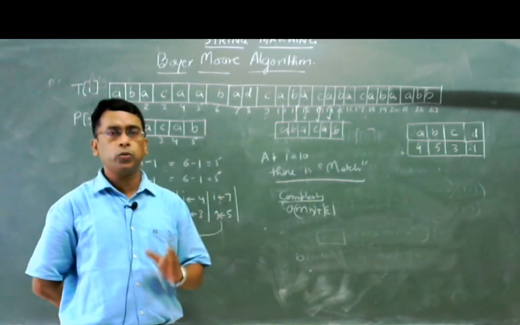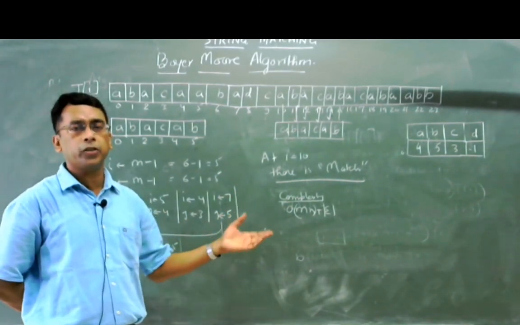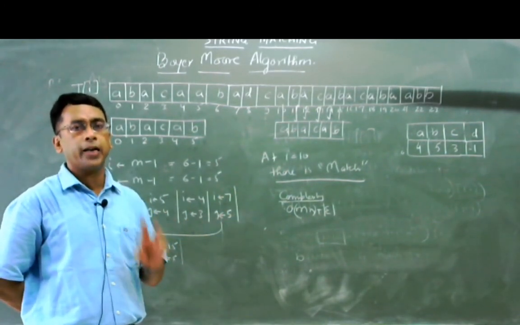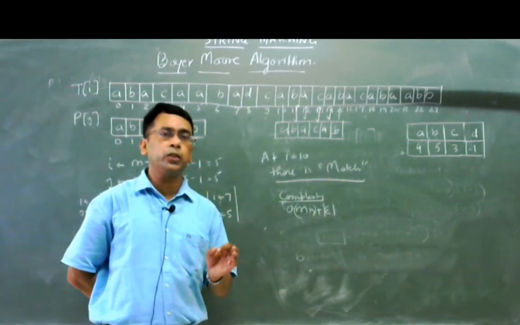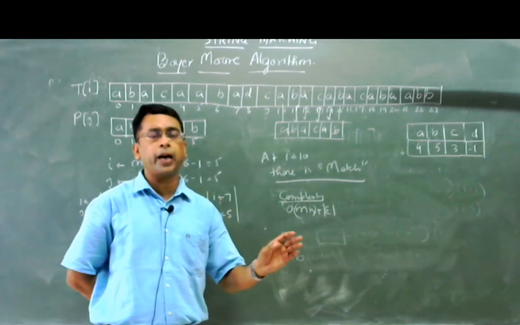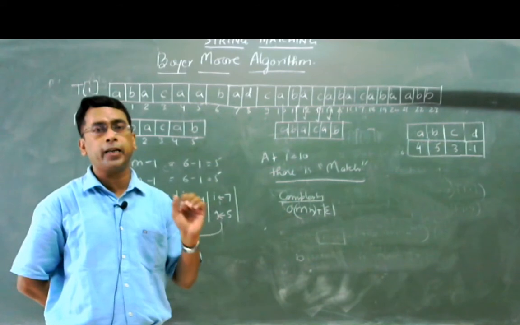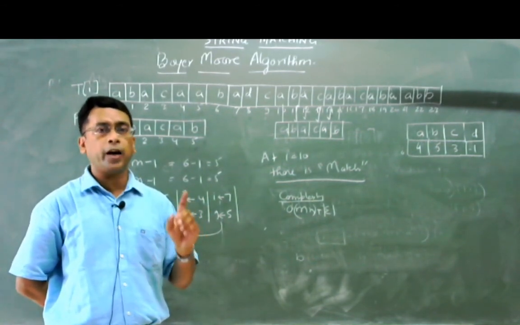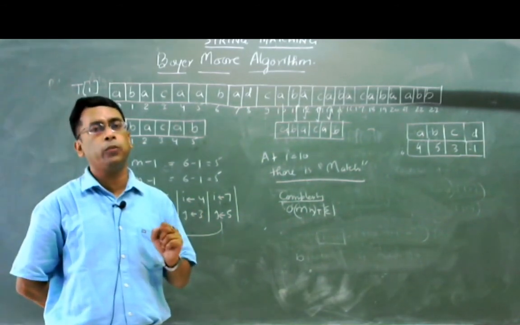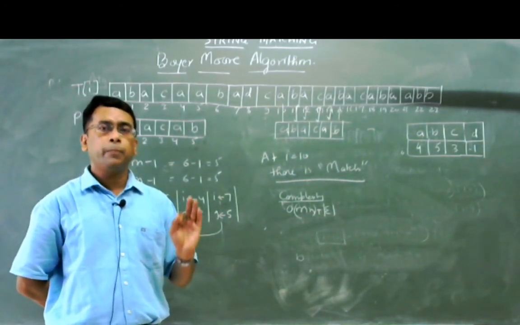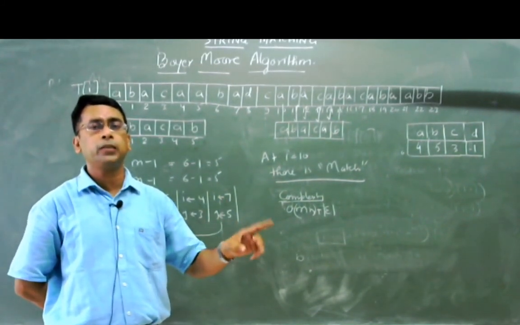I have summarized it for you in brief. First calculate the last function for the given pattern. After that, if there is a match condition, and j is equal to 0, then we declare that at position number i there is a match. If Pj is equal to Ti, then we reduce the value of i and j by 1. If there is no matching, then we shift by i is equal to i plus m minus minimum of j comma 1 plus last(Ti).